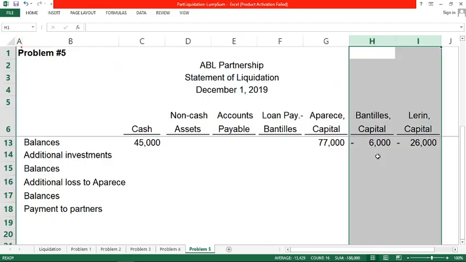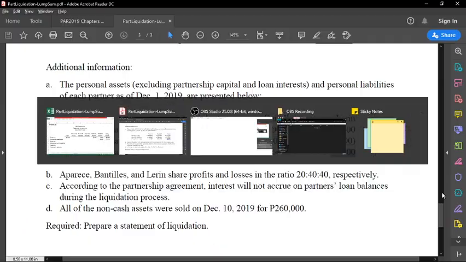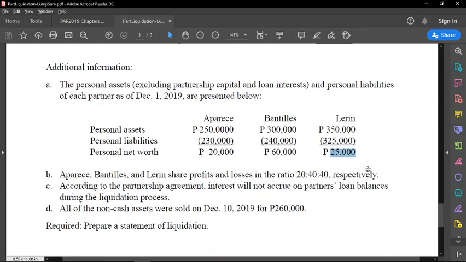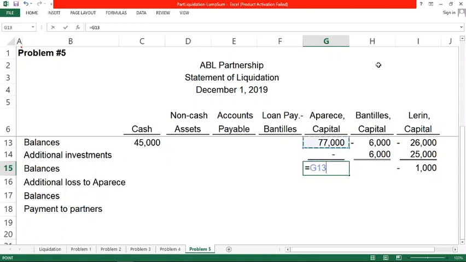So, invest. Bantillas will invest 6,000. Hindi yung buong 60 ha, kasi 6,000 lang din naman yung kulang niya. Whereas Larin has negative 26, pero 25,000 lang. See that? 25,000 lang yung net worth niya. Ibig sabihin, may negative pa rin. May kulang pa rin 1,000. And that kulang, anong gagawin natin dyan? Sige, we will find out.